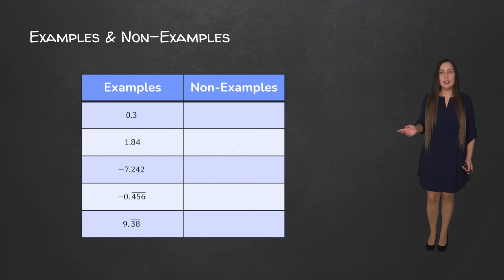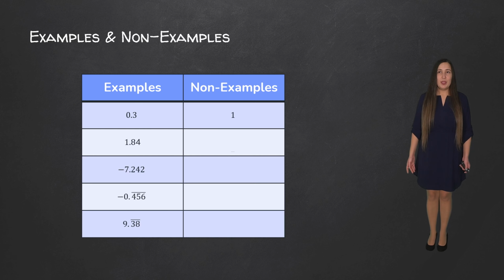Now let's go over some non-examples. So here we have 1. 1 is a non-example because we don't have a decimal place. 1 is a whole by itself. We can write it as a decimal by writing it as 1.0 or 1.00. However, this is one whole, so we don't have to write it out as a decimal unless we're talking about money.